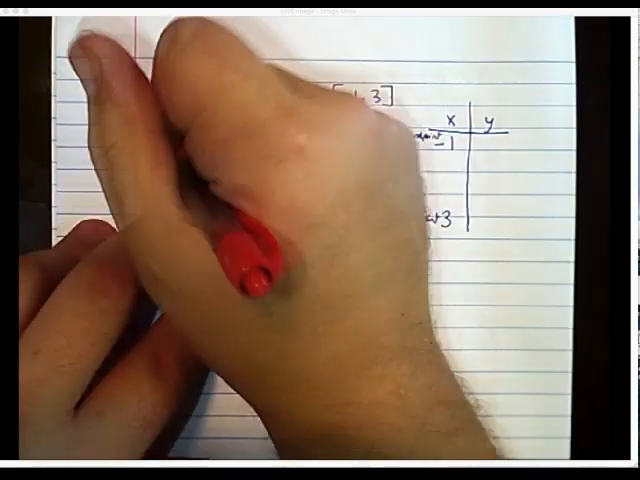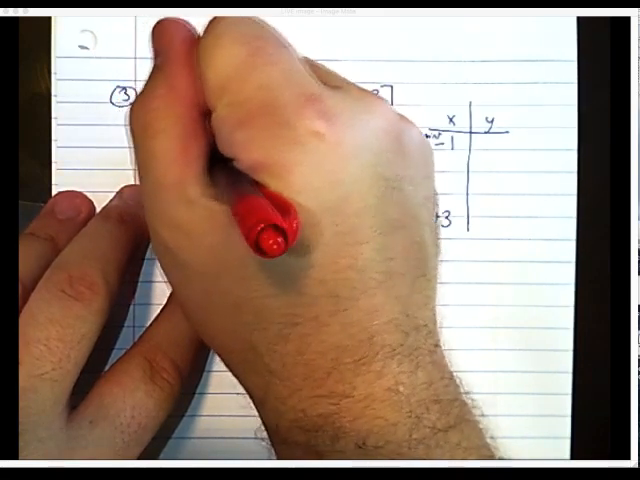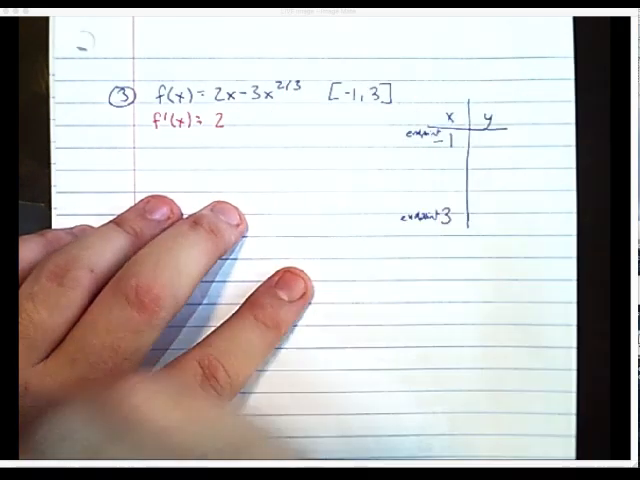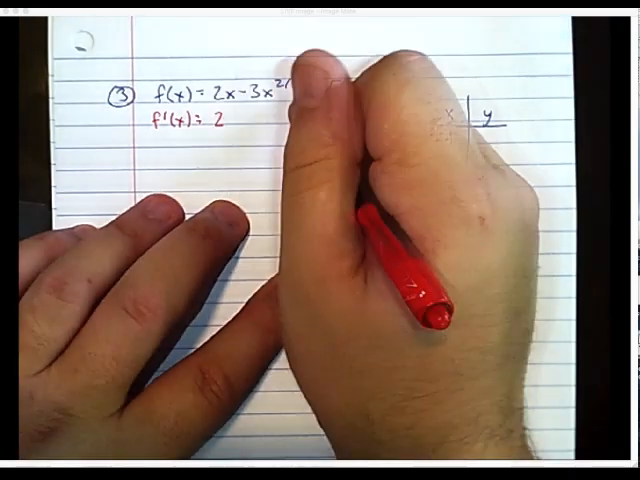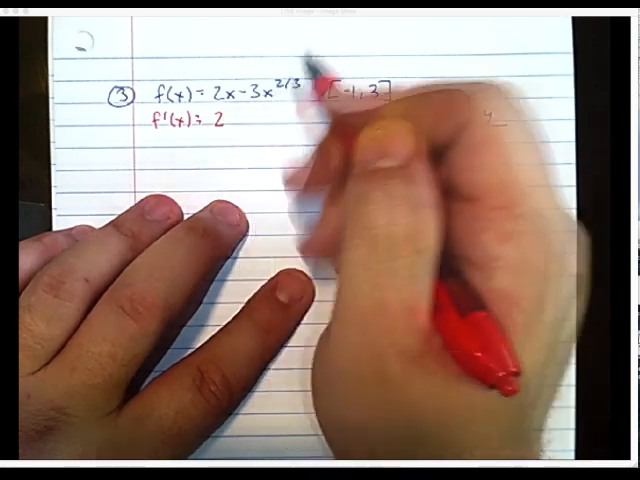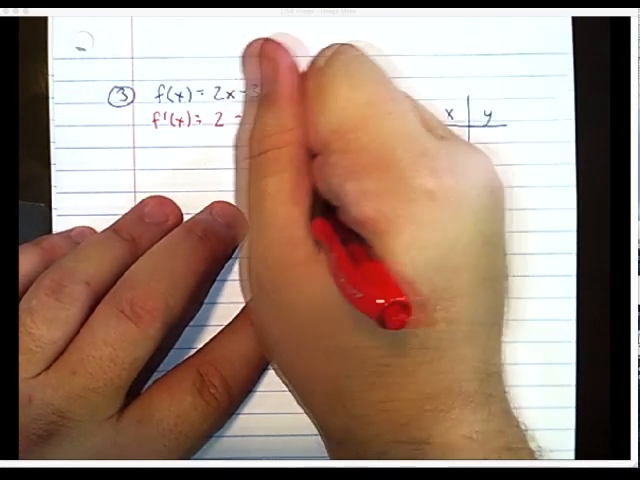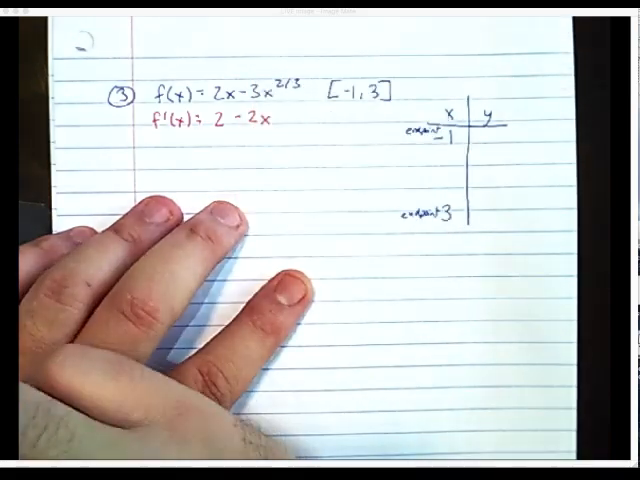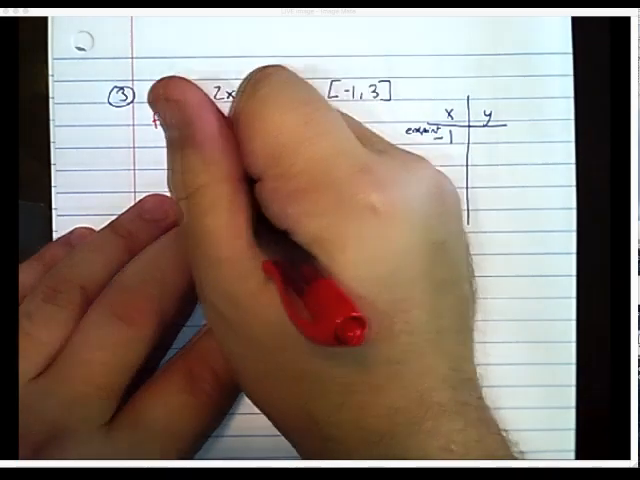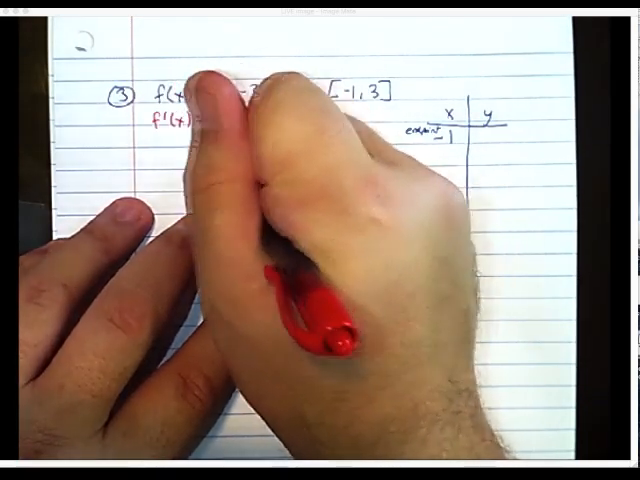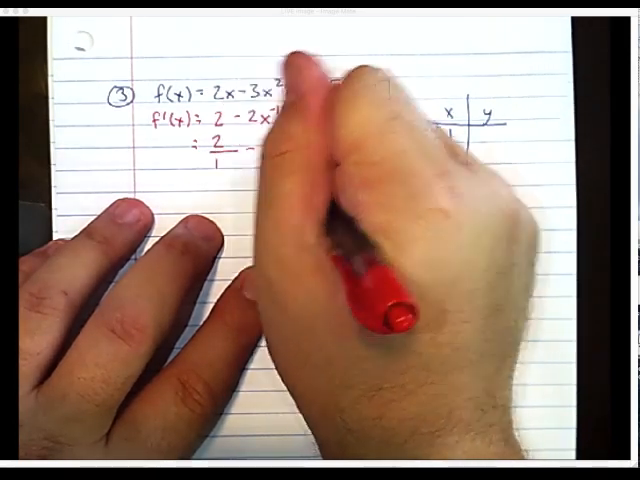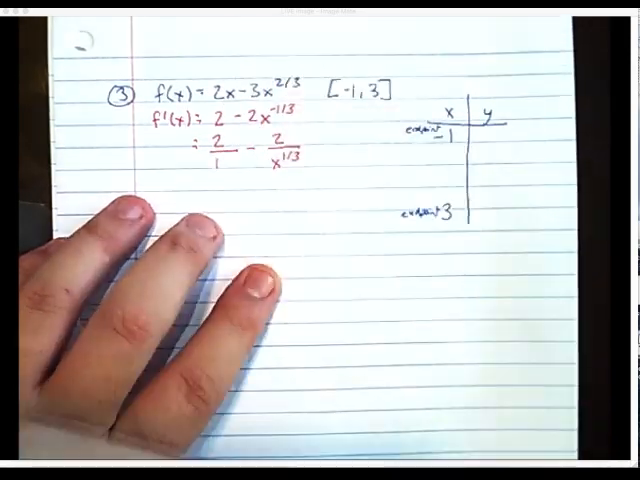Okay. So how do I figure out if there's critical values? I take a derivative. So derivative of 2x is 2. Now the derivative of the next term. -3 times 2/3 is -2. Reduce the power by 1. So that's -1/3. Now let's write that a little differently. That's like saying 2 over 1 minus 2 over x to the 1/3.